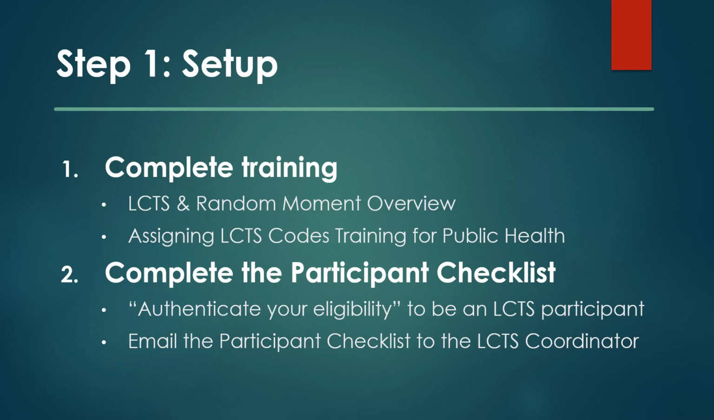By now you should have completed watching both the videos, the local collaborative time study training overview and this video, assigning LCTS codes for public health employees. Next, complete the LCTS participant checklist and email it to the LCTS coordinator on the day you complete watching both the videos. This form is required by the federal government. It authenticates your eligibility and documents your completion of the mandatory training. If you have questions regarding your qualifications for participating in the LCTS Random Moments, talk with your site coordinator.